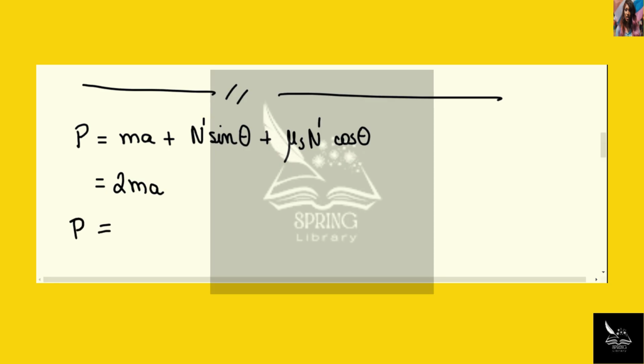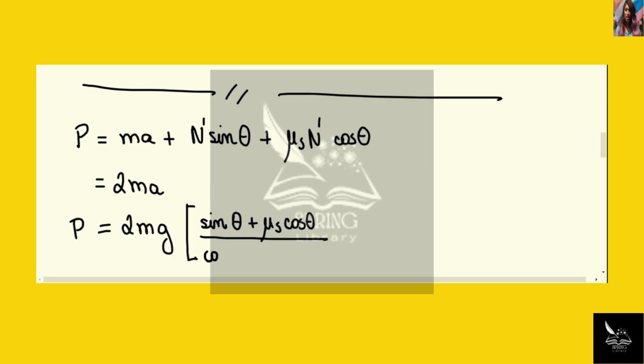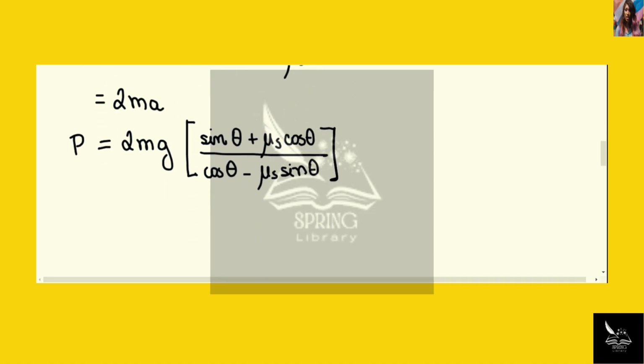So the maximum value of p is 2 mg times sine theta plus mu s cosine of theta, divided by cosine of theta minus mu s sine of theta. And this concludes our exercise.